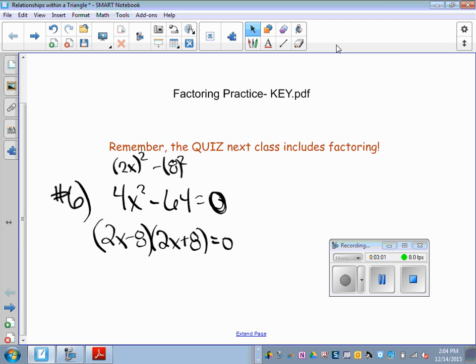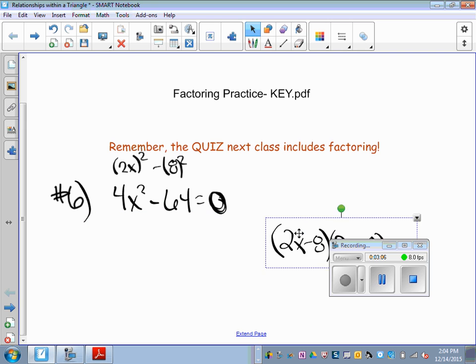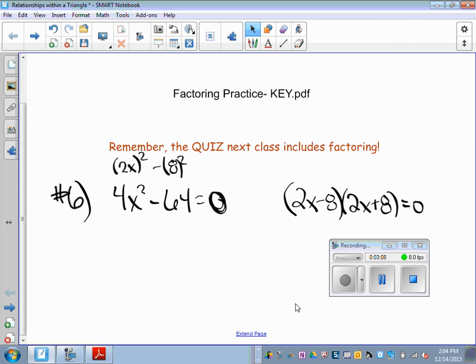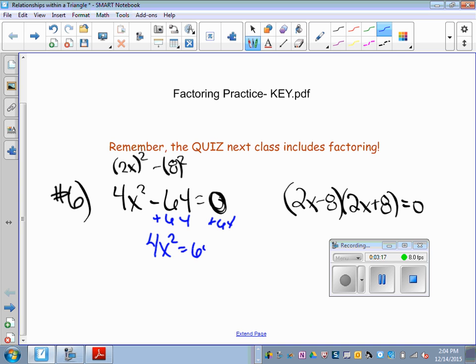But an easier way, because we only have x squared, we can actually just use square roots to help us out. So here I just add 64. I get 4x squared equals 64. Divide by 4. I get x squared equals 16. Square root both sides. And what must we do when we take the square root when we're solving? Plus and minus. Good. Plus or minus.